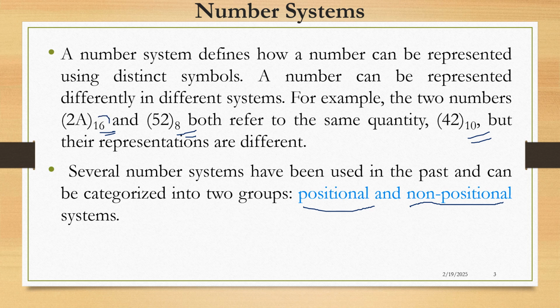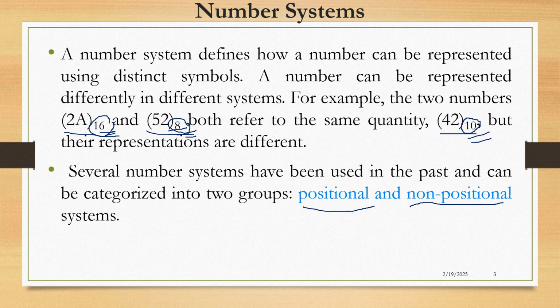Here we show that this number 2A is represented using base 16, or we can say using the hexadecimal number system. Next, here is the 8. That means the range of the number is from 0 to 7, and it is represented using the octal number system. Next is 42 and the base is 10. This is the normal number system, the decimal number system. So the number can be represented using the hexadecimal, octal, and decimal number systems.